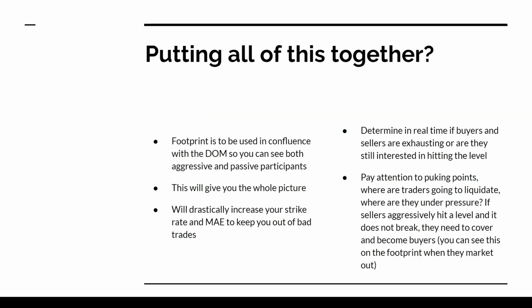Now, putting all this together, the footprint is to be used in confluence with the depth of market, so you can see aggressive orders and passive participants. The footprint only shows you the market orders that are coming in, and without knowing the limit orders there, you're essentially missing part of the information. So you need to know what the whole picture is in order to make the best educated guess for your edge, to allow you to take the most out of the market.